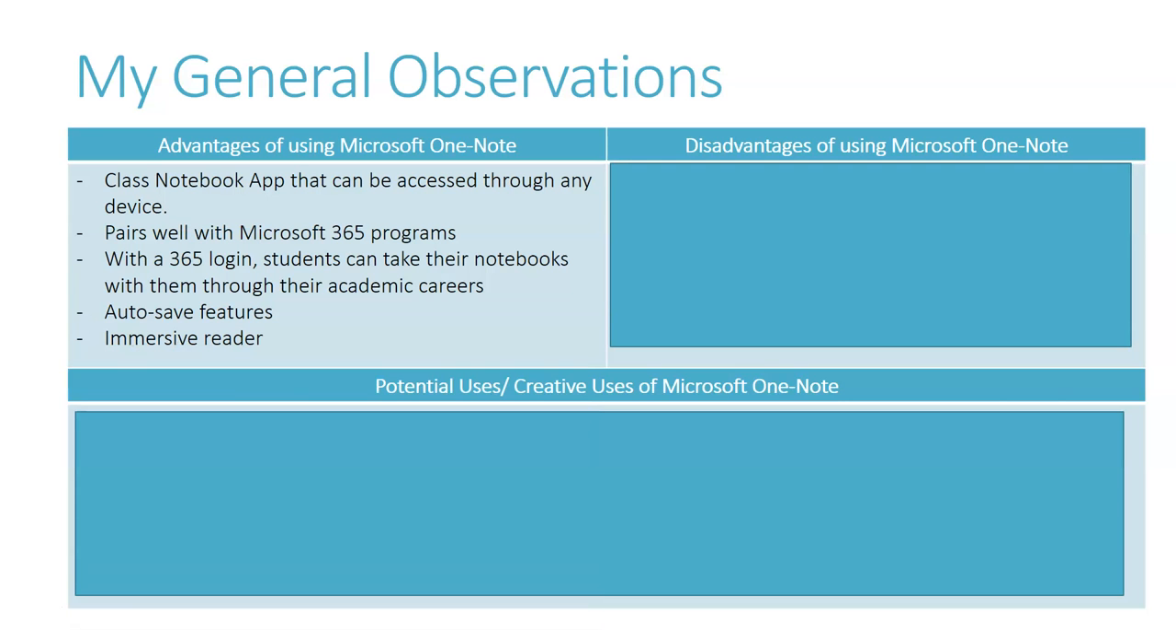Some of the advantages that I thought of, first and foremost, Microsoft OneNote has the Class Notebook app. That means that this notebook can be accessed through any device. At CCA, we do supply students with computers, but I like the fact that the students can work remotely with Microsoft OneNote. It also pairs well with a lot of Microsoft 365 programs, which all of the students are very familiar with since our school did make the shift from Google to Microsoft programs. With a 365 login, students can also take these notebooks from grade level to grade level. So if a student stays with us K through 12, I think it would be very beneficial for them to take these notebooks as they go.